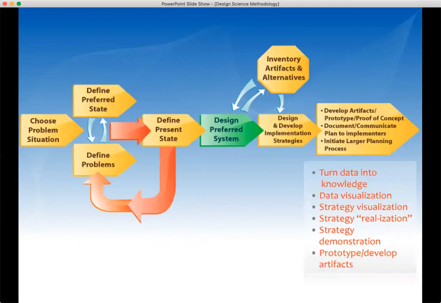And so for this preferred system, the design for it, the next step is to test it out, to make sure that it works.